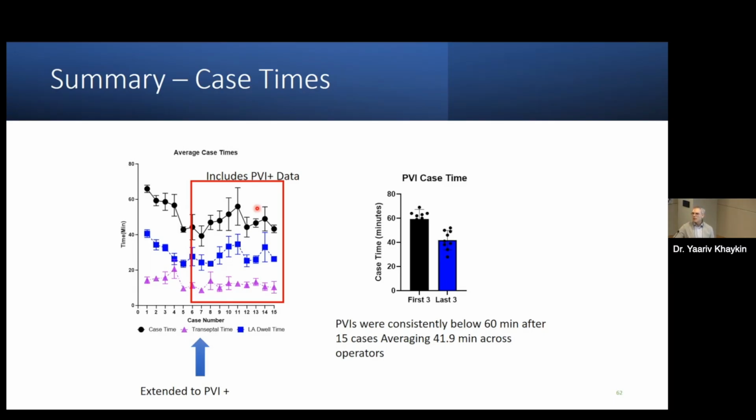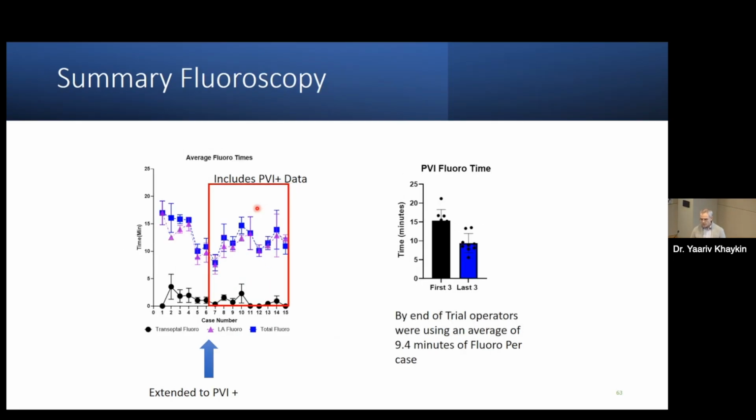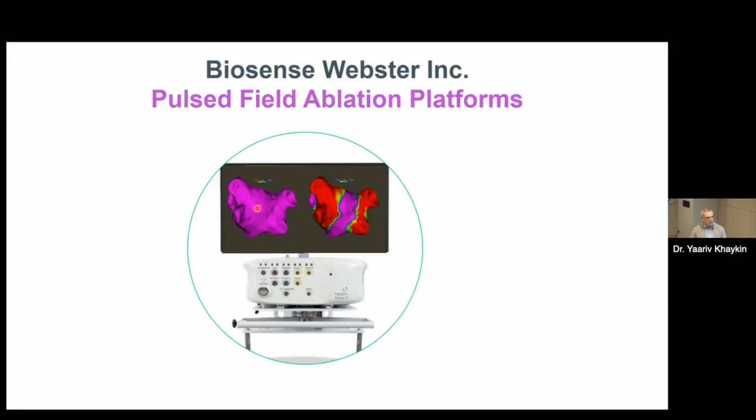And so the times went up a little bit. If you add the posterior wall to the ablation, you end up going to about 40 minutes for the case time for the operator. And again, you can see that the case time decreased tremendously from 60 minutes to under 40 minutes over this experience. And the same can be said about fluoroscopy as well.